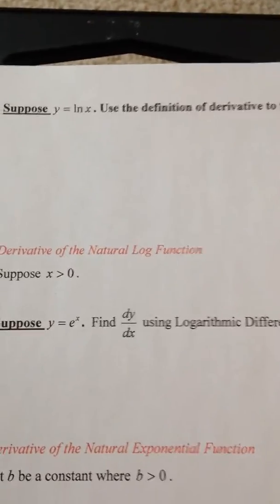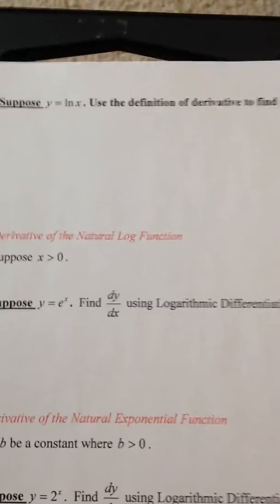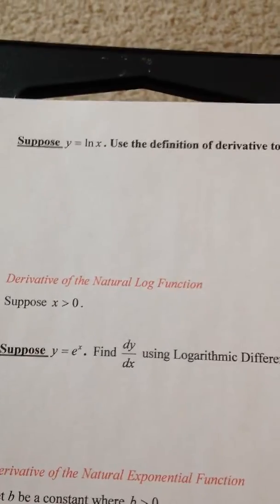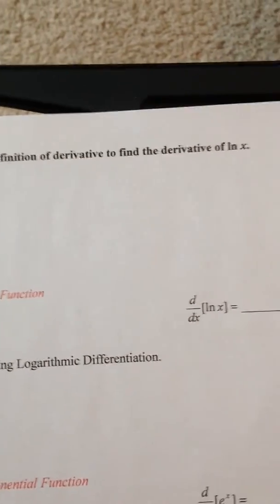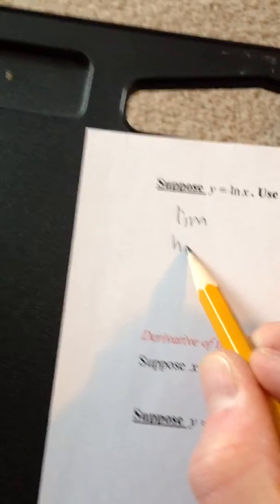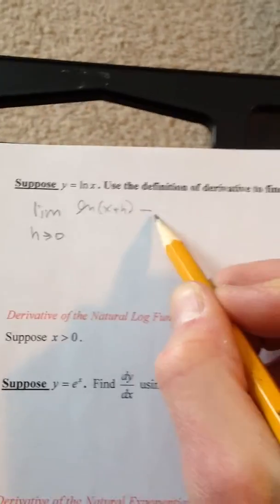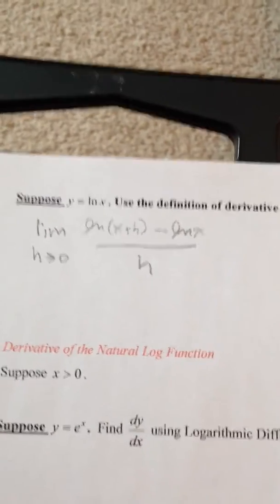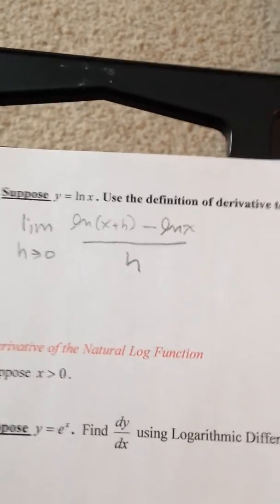Alright, page 2. We're now going to look at the actual derivative functions of logarithms and exponentials. Originally in class, I was going to use the definition of the derivative to show you how to find the derivative of the natural log of x, which means I was going to show you the limit as h approaches 0 of f of x plus h, which would be ln of x plus h, minus f of x, which is ln of x, all over h, which is what we did last unit.